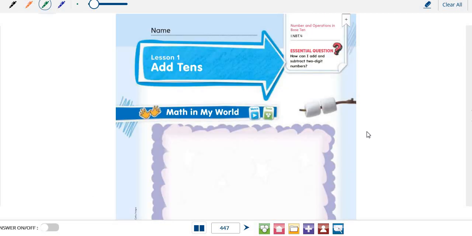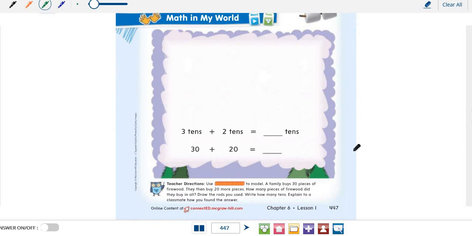The first lesson in this chapter is add tens. Throughout this lesson, we are going to learn how to add tens. Listen to the story, grade 1. A family buys 30 pieces of firewood. How many pieces, grade 1? 30 pieces. How can we model this number using rods?